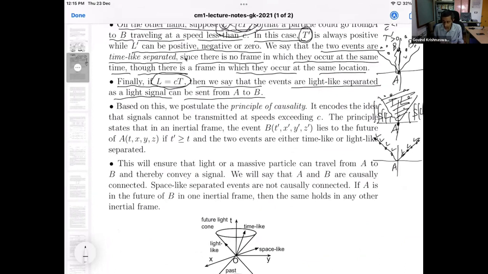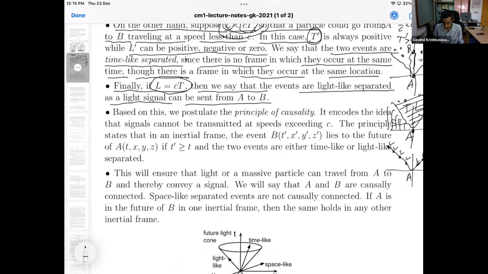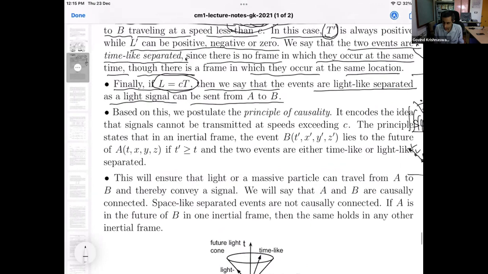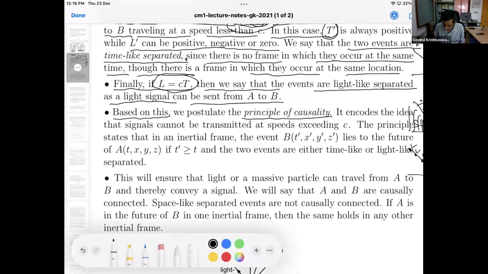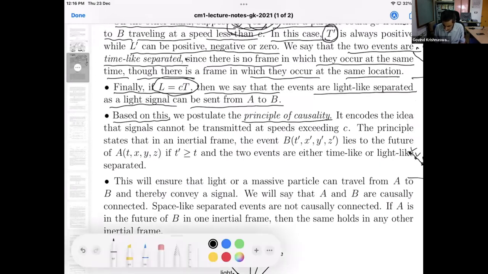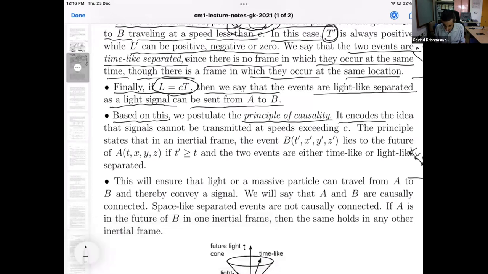All right. So the thing I wanted to go to, based on these ideas, is the concept of the principle of causality. Based on these considerations, we bring in this concept of causality. It is only formalizing some things that we have already said. It encodes the idea that signals cannot be transmitted at speeds exceeding the speed of light.